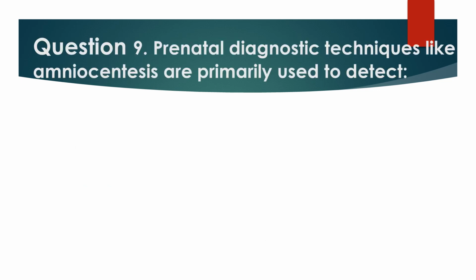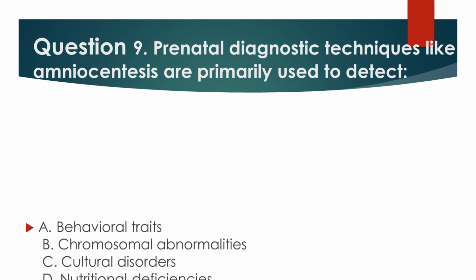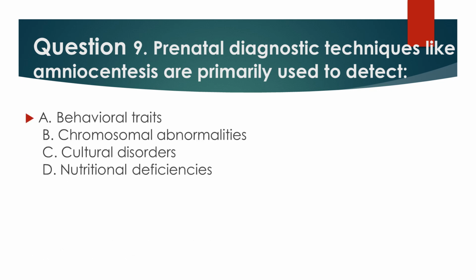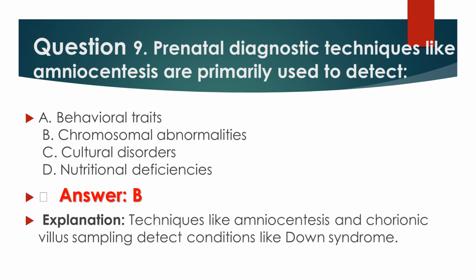Question 9. Prenatal diagnostic techniques like amniocentesis are primarily used to detect A. Behavioral traits. B. Chromosomal abnormalities. C. Cultural disorders. D. Nutritional deficiencies. Answer, B. Explanation: techniques like amniocentesis and chorionic villus sampling detect conditions like Down syndrome.